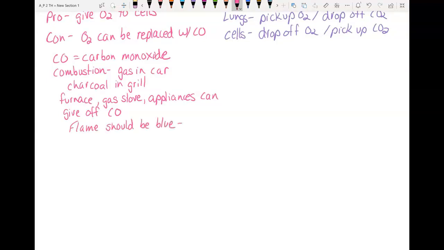If the flame is blue, that's good. That's a clean flame. So there's no carbon monoxide. If you ever look at your stove or your furnace or whatever, and the flame is yellow, that is bad. Yellow means that it's giving off carbon monoxide. So you want to turn the appliance off, get out, and call somebody to come fix it, because you don't want to get carbon monoxide poisoning.